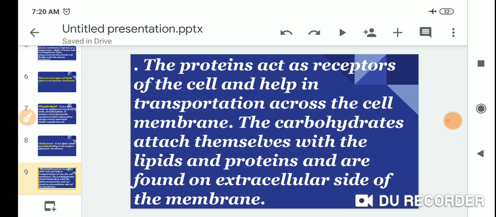The proteins act as the receptors of the cell and help in transportation across the cell membrane. The carbohydrates attach themselves with the lipids and proteins and are found on the extracellular side of the membrane.